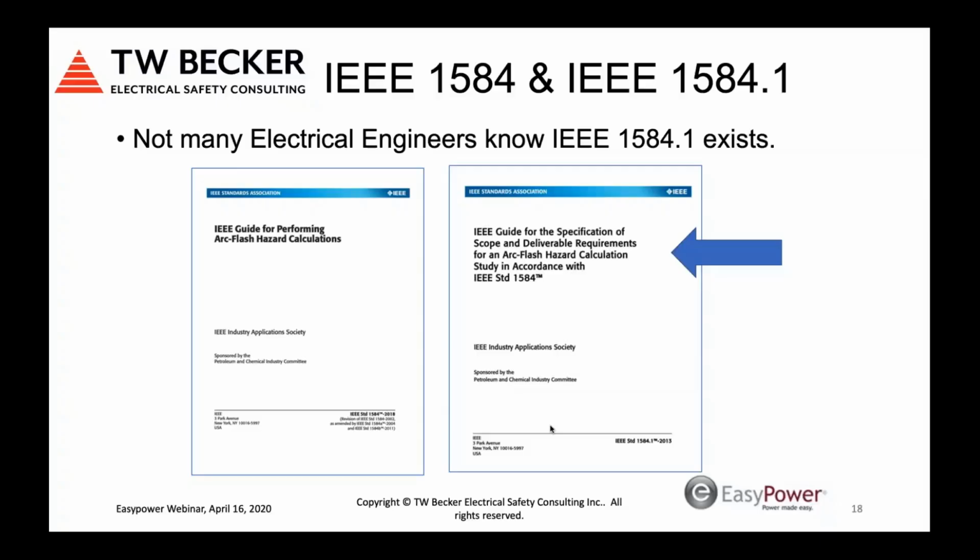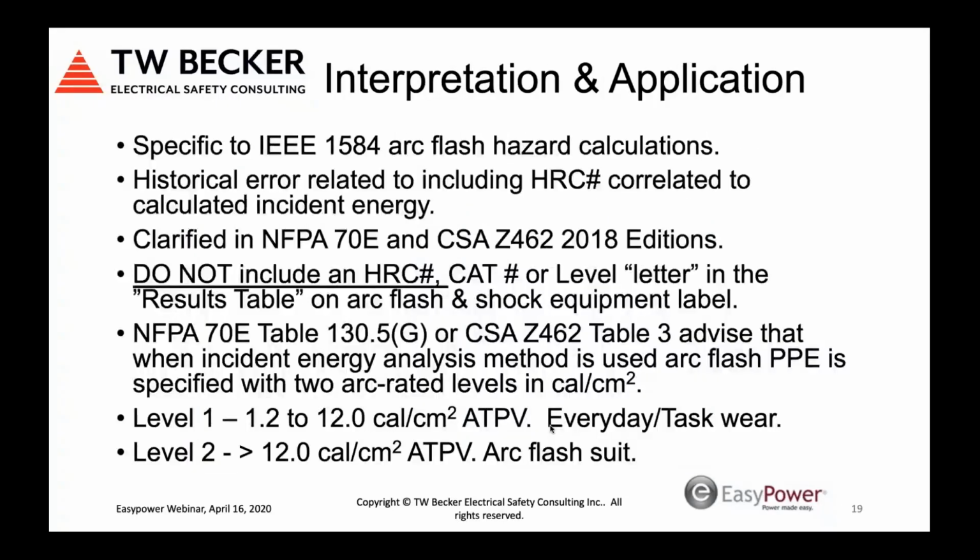1584 does not stipulate the arc flash and shock equipment label. NFPA 70E and Z462 do. So again, just embellishing on things and giving some information about the differences in 70E and Z462 editions. What happened is there was a misunderstanding of the application of a hazard risk category number to the incident energy analysis results of an arc flash hazard incident energy analysis study, and that was actually technically incorrect. And most of the reports came out correlating the incident energy value to an HRC 1, 2, 3, or 4, and that exacerbated a misunderstanding in industry about how arc flash PPE is actually rated.